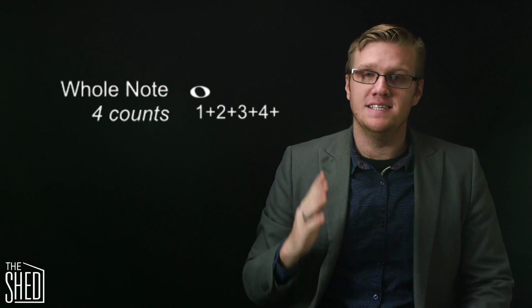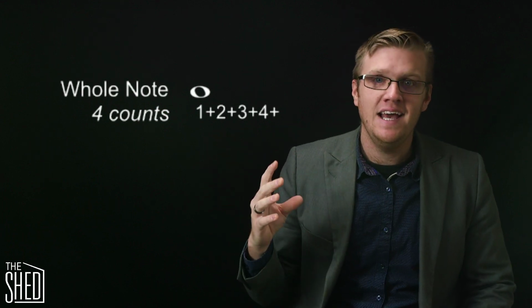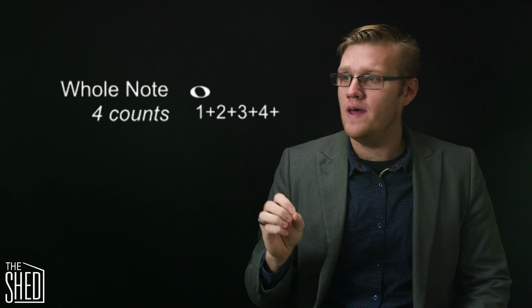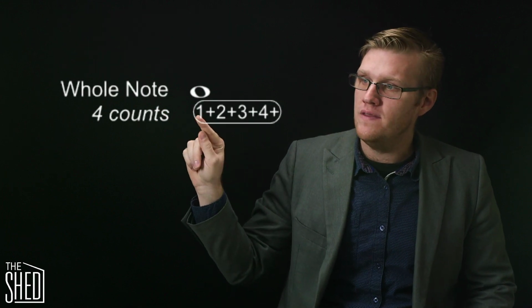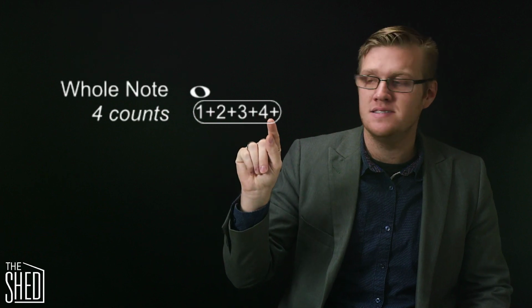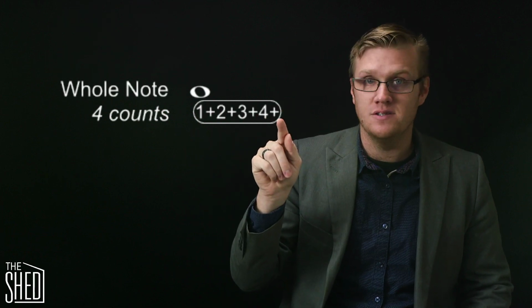Now, a note has an attack, it has a sustain, and it has a release. So in order to show that, we circle the counts. The beginning of the circle is the attack. When the numbers are inside the circle, that's the sustain, and at the end of the circle, that's the release. So that's a whole note.